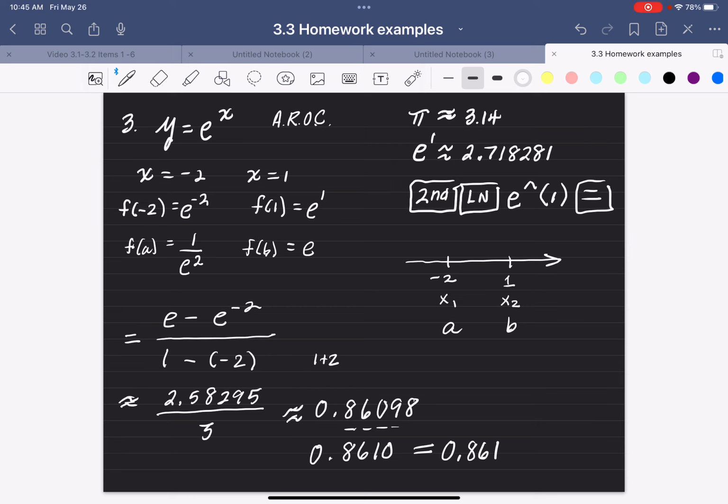So don't let the e freak you out. Just remember, e is like pi. It's just a number. There's where e comes from, it's the limit as x approaches infinity.